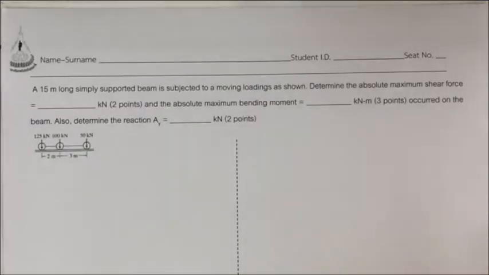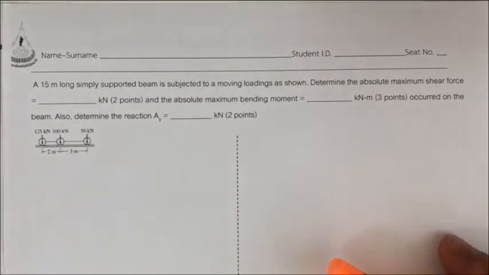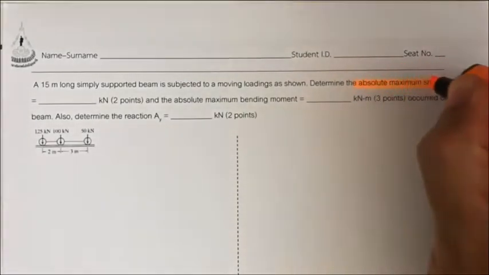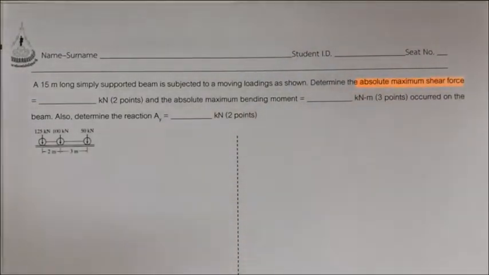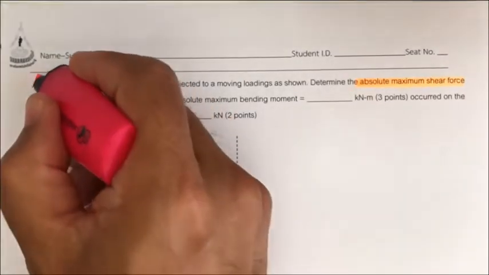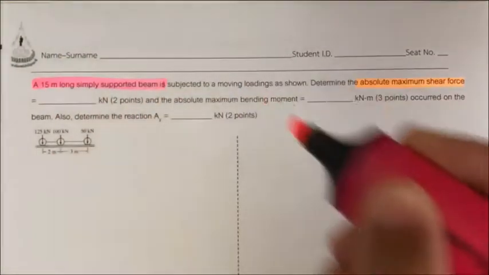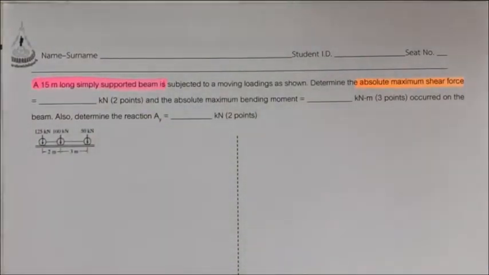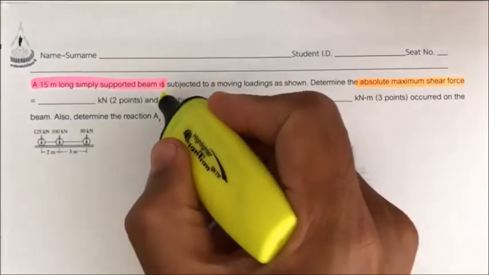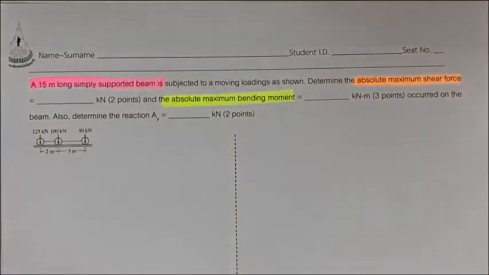Hi student, this script is the demonstration of an example to determine the absolute maximum shear force on the 15-meter long simply supported beam, and also to determine the absolute maximum moment on the beam. And what we are going to compute here is based on chapter 6 of influence line of statically determinate beam.